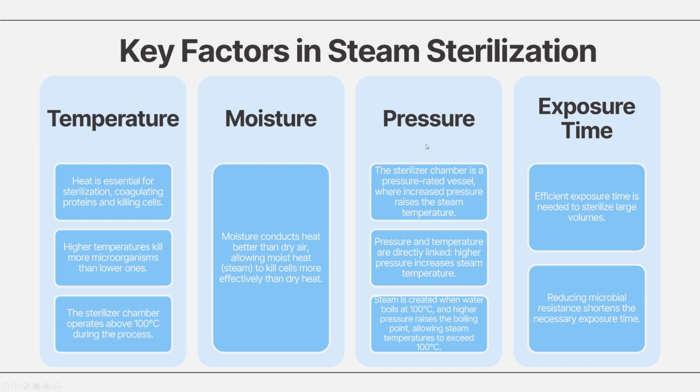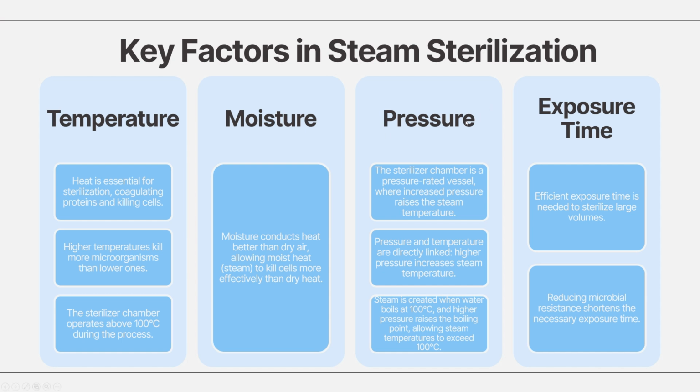The sterilizer chamber is designed to withstand high pressure. By increasing pressure, we raise the boiling point of water above 100 degrees Celsius. So it allows steam temperatures to reach even higher levels without turning back into water. For example, at about 15 psi above atmospheric pressure, steam can reach up to 121 degrees Celsius. This elevated pressure-temperature relationship is key to rapid and effective sterilization.